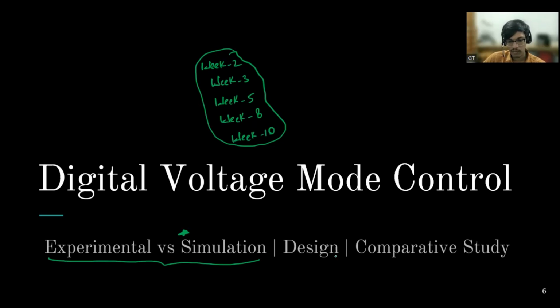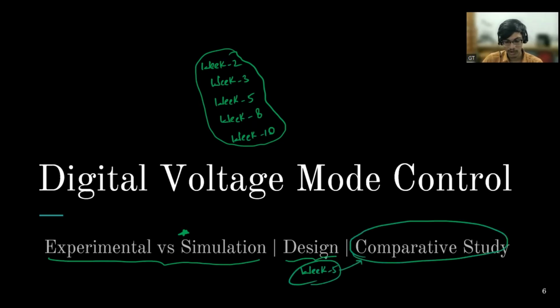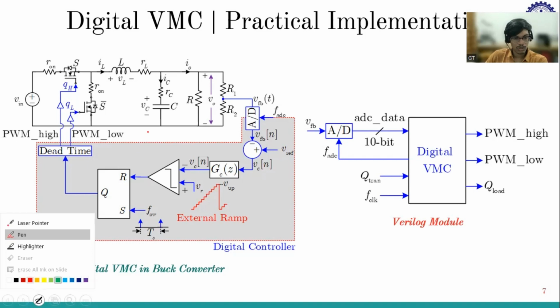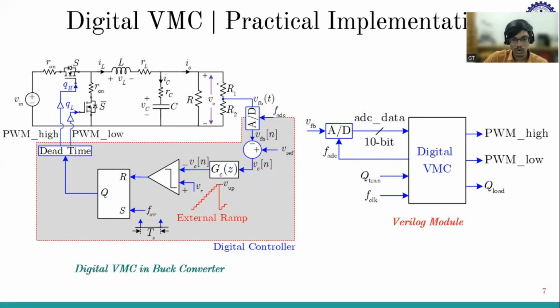And we'll again quickly recall the designs that we had discussed in week 5, and further designs, we'll quickly do a comparative study and see what are the differences. So just to summarize, let me change the color. So we know that this is the digital voltage mode control in Buck converter.